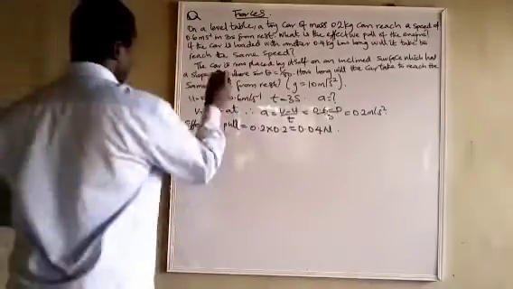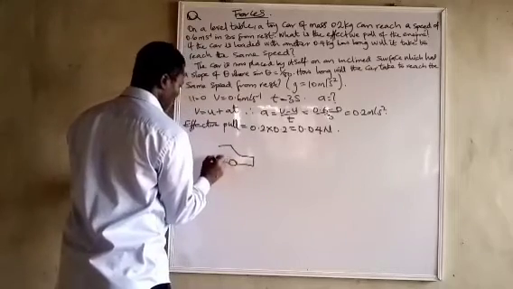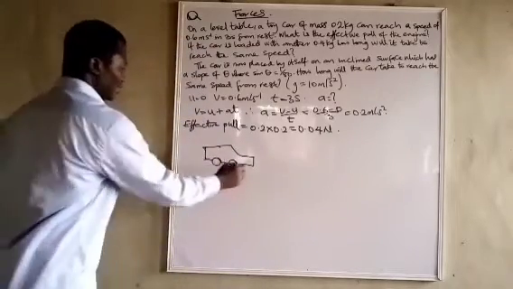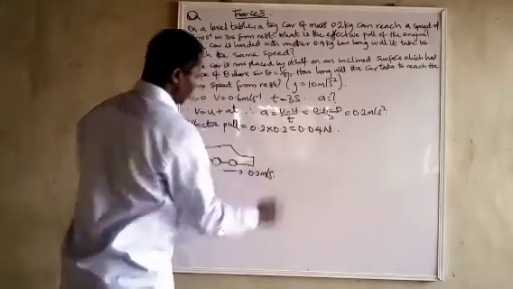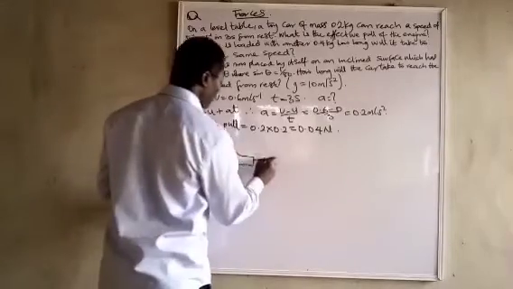Now let's look at the car like this, the first part. Let us now see it moving with 0.2 meters per second squared. That is if it is alone. But the force still remains the same, F.